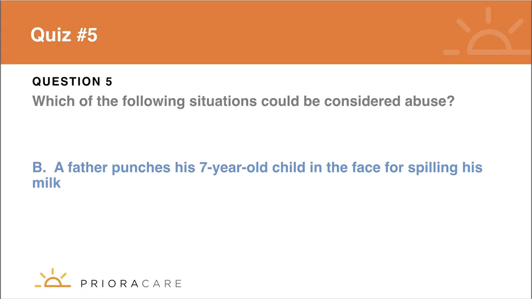You got it. The answer is B. A father punches his 7-year-old child in the face for spilling his milk.